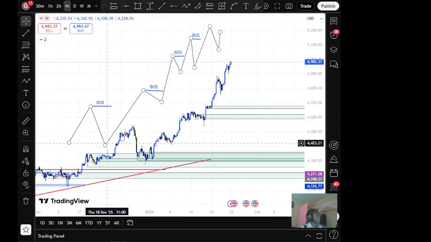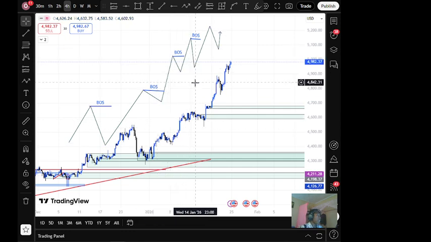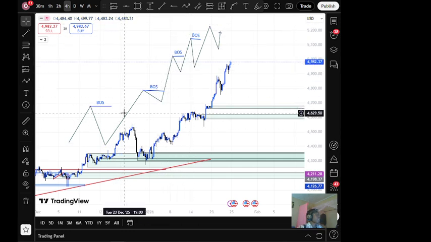After every impulsive move, there's also what is called a retracement. After every impulsive move, there's a retracement. So this one is the impulsive move.